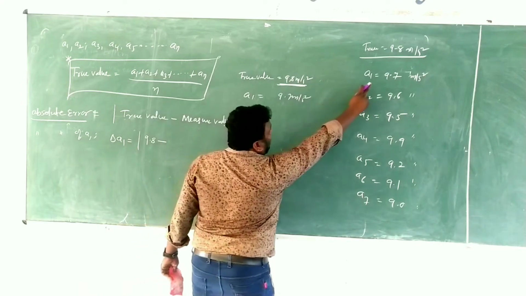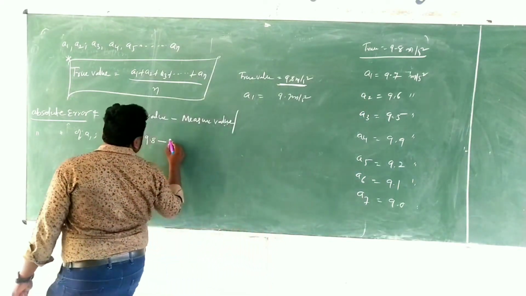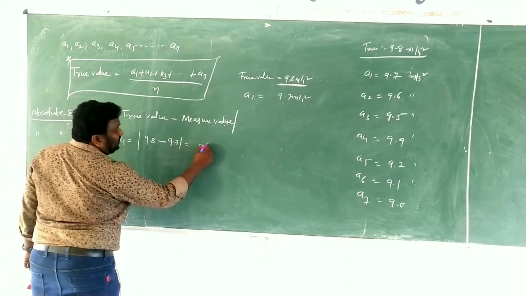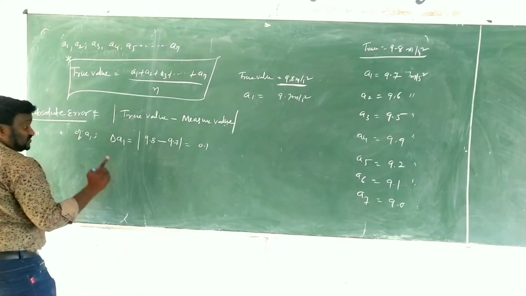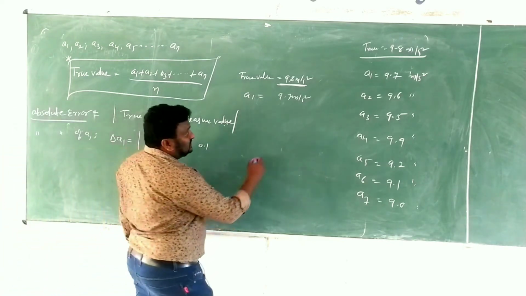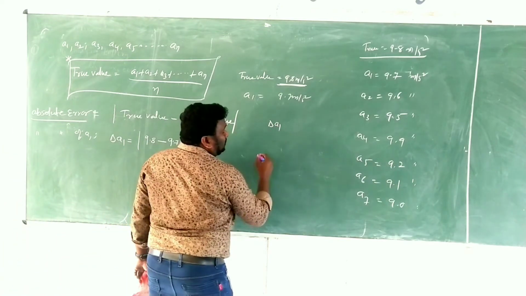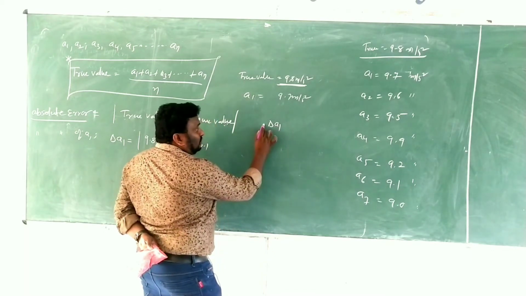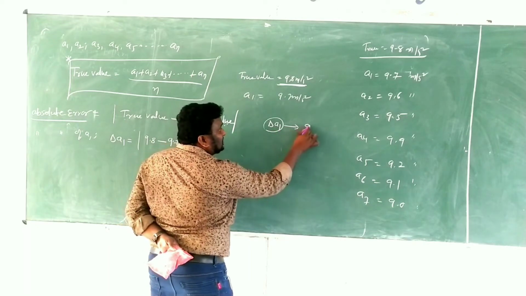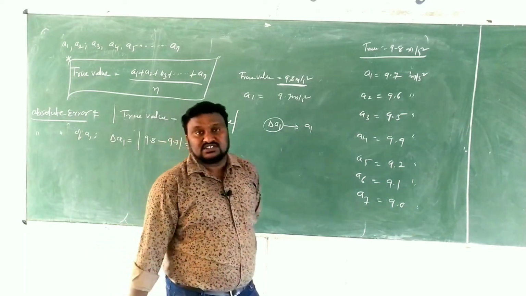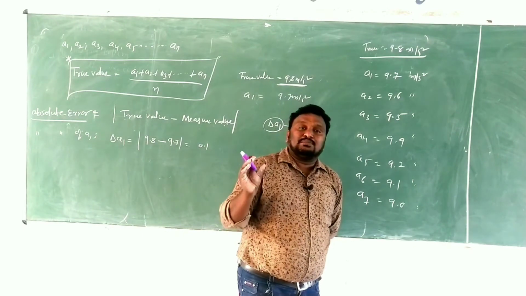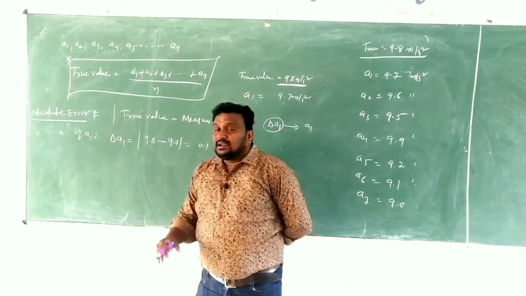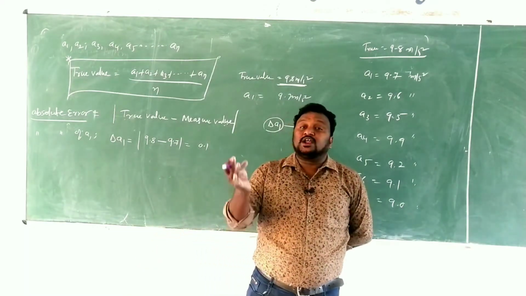9.8 minus measured value is how much? Children, what is A1? A1 here is 9.7. That means what you get? 0.1. So children, you have to observe in this case delta A1. Delta A1 is the absolute error of A1. Got children? Absolute error can be expressed in the form of delta. Delta A1 is the absolute error of A1.